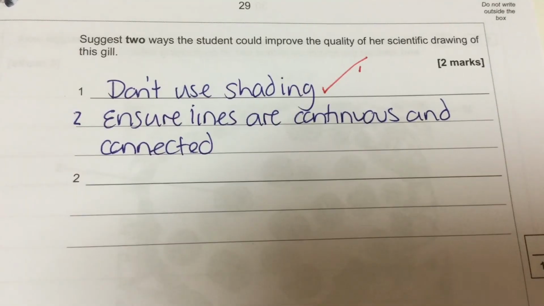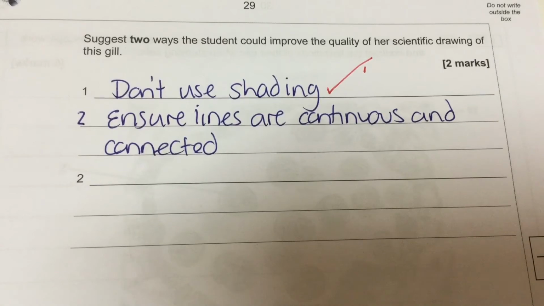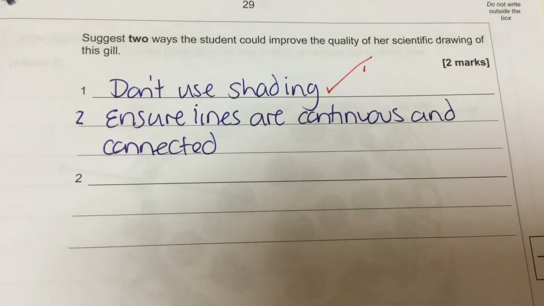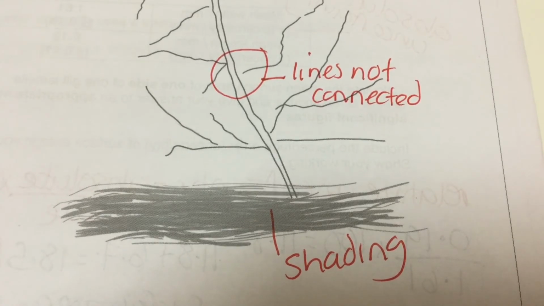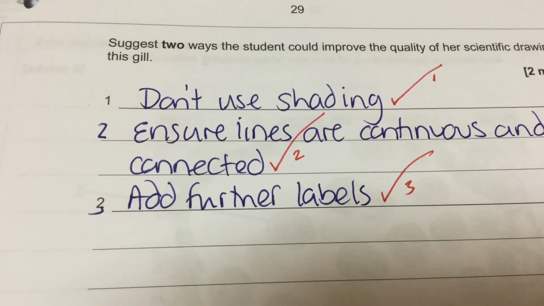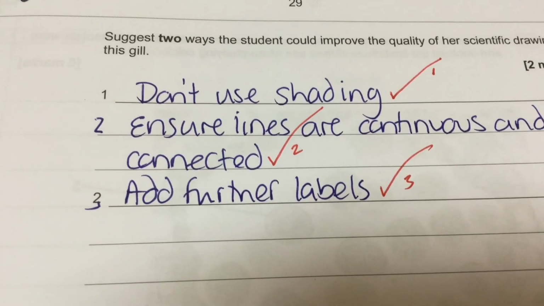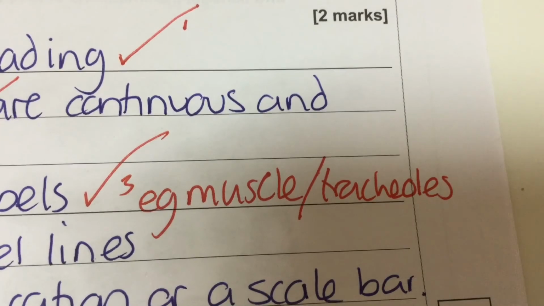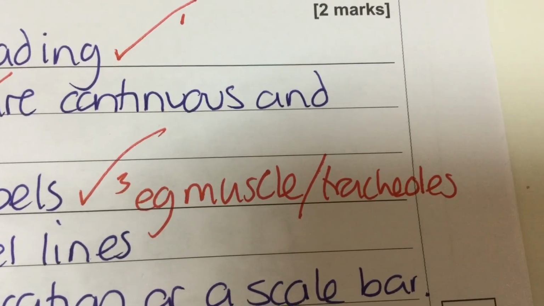Number 1, you could have said don't use shading because that was used to represent the muscle. Number 2, you could have said ensure lines are continuous and connected, as in many places over the biological drawing, the lines aren't connected. You could have also said for marking point number 3, add further labels. However, it takes reading the examiner's report to realise that they don't just want you to say add further labels, they want you to give an example of the labels that you could have given. Adding further labels on its own was not credited with a mark.